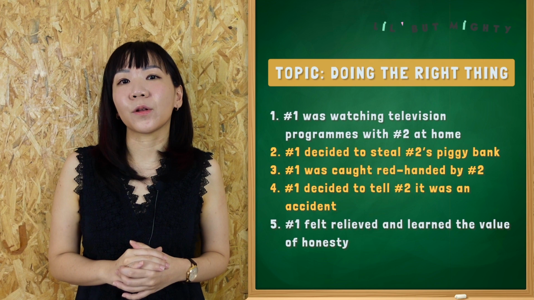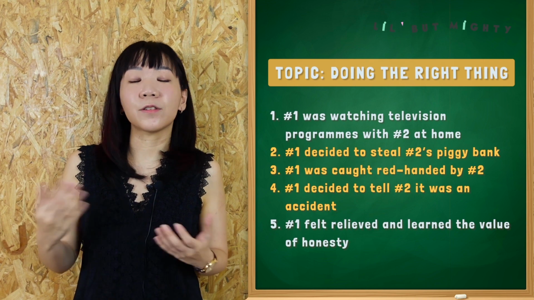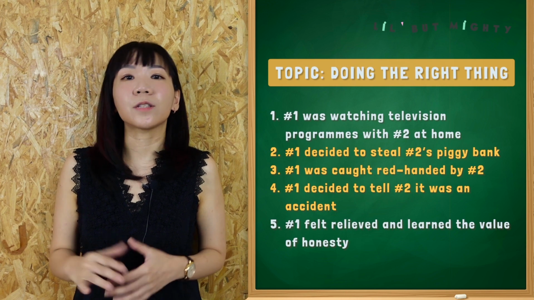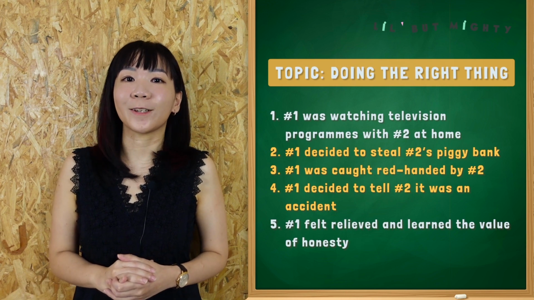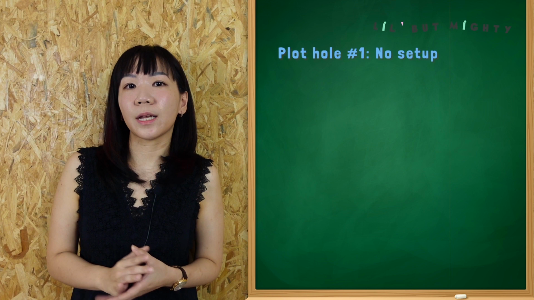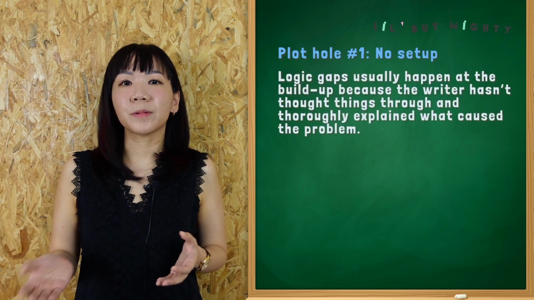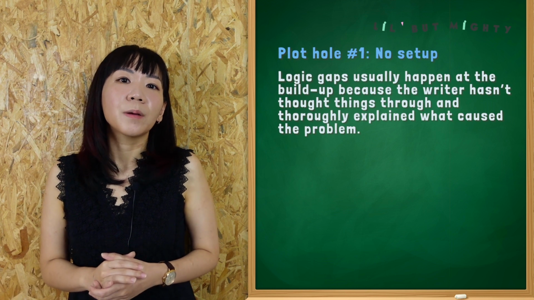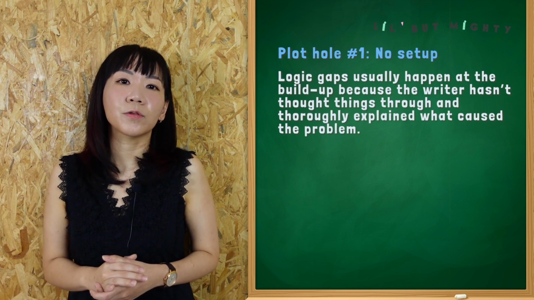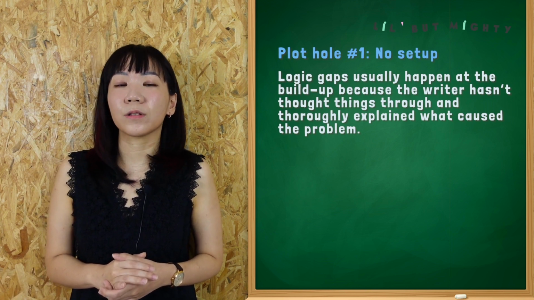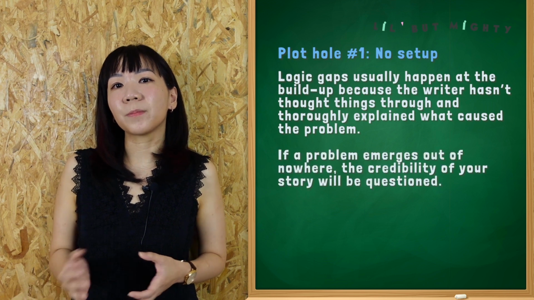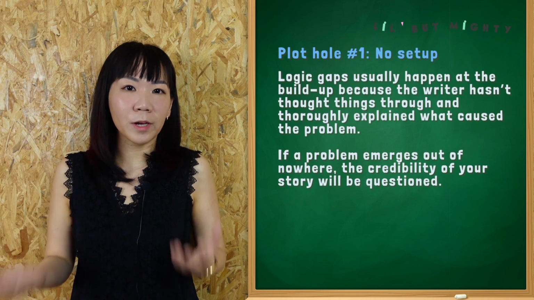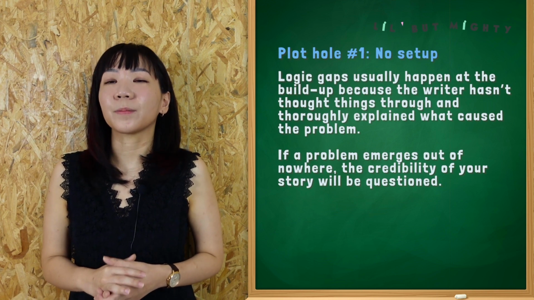Now, let's examine closely what the problems are with this storyline. Then, we'll include some details to make the story flow more logically. Number 1, no setup. Logic gaps typically happen at the rising action, or what we would call the build-up, because the writer has not thought things through or thoroughly explained what caused the problem. If the problem emerges out of nowhere, then your readers will question the credibility of your story.